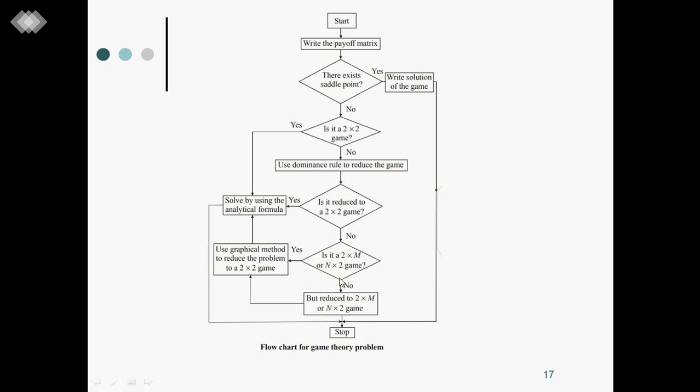If they ask you to use the graphical method, somehow you have to reduce it to 2 cross m or n cross 2, and only then go for the graphical method. The graphical method will reduce it to 2 cross 2, then formula. Then finally stop. This is the flow chart for game theory problems.